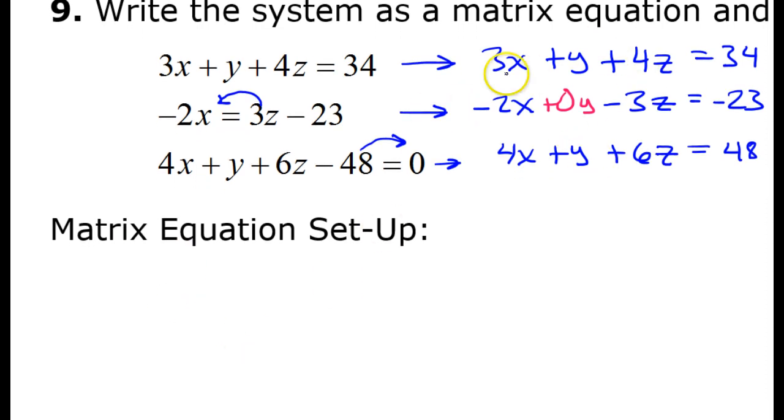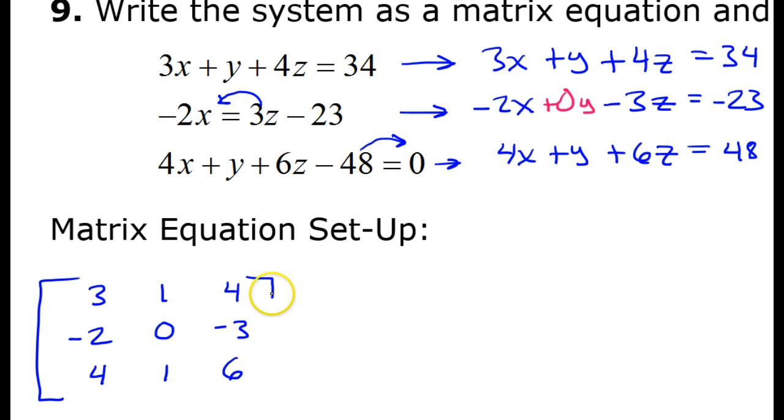Look at the coefficients and notice how the coefficients will form a 3 by 3 matrix. So I've got the coefficients of 3, 1, and 4 from the top equation, and then negative 2, 0, negative 3. And then 4, 1, 6. Okay, and I will call this matrix A.